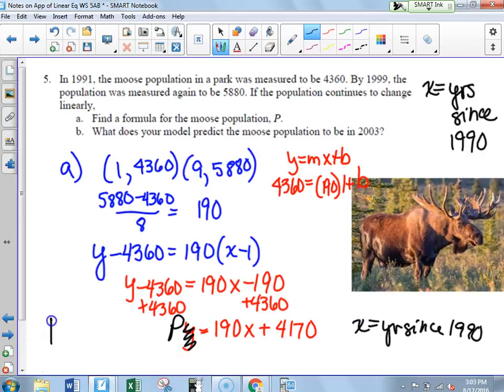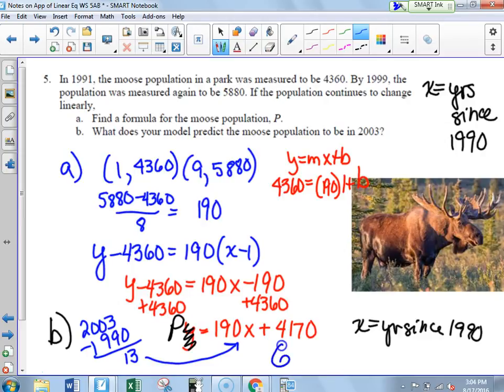All right, part B. What is the predicted population in 2003? What do I have to put in? If you're not sure, 2003 minus 1990, what is that going to come out? 13 years, so plug a 13 in there. 190 times 13 plus 4170. 6,640 is the moose population. And I'm going to label it moose population, not deciding if it's moose's population or population of moose.